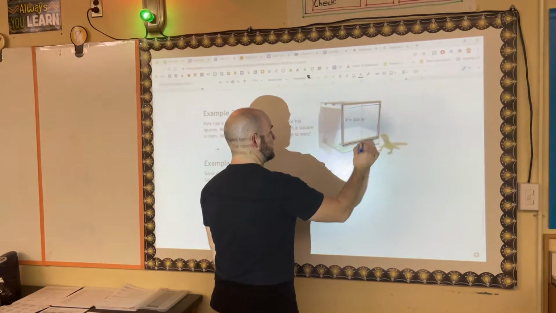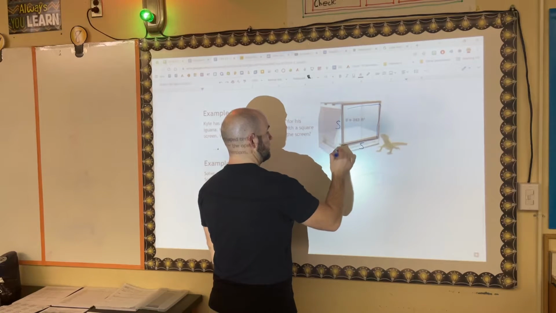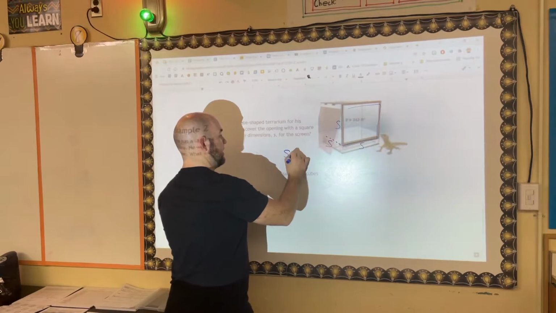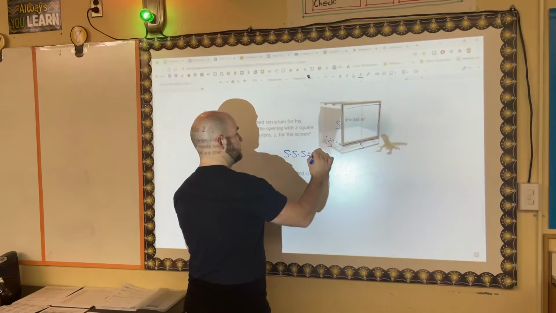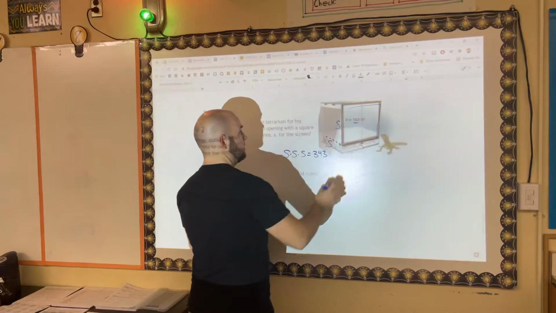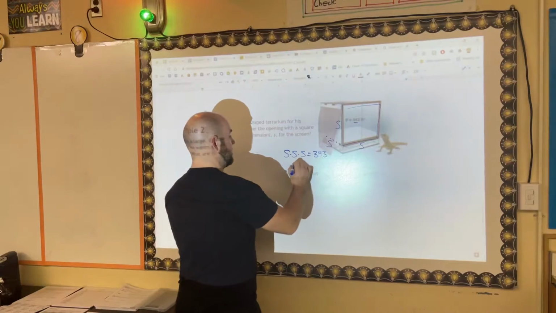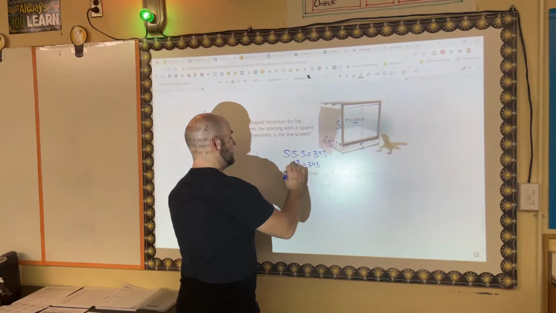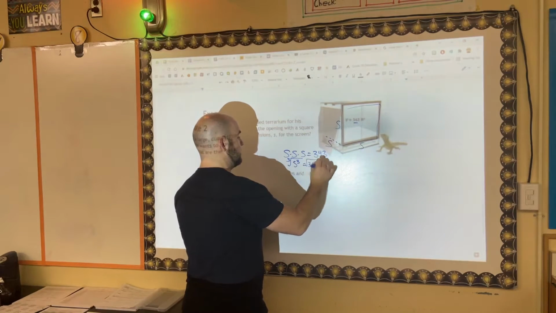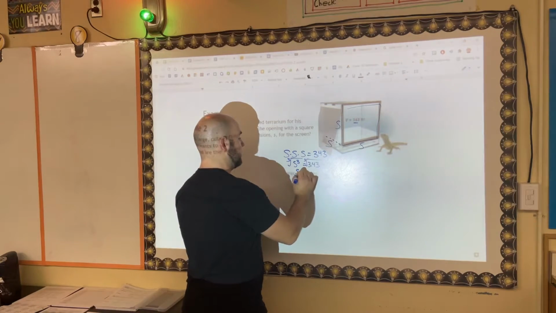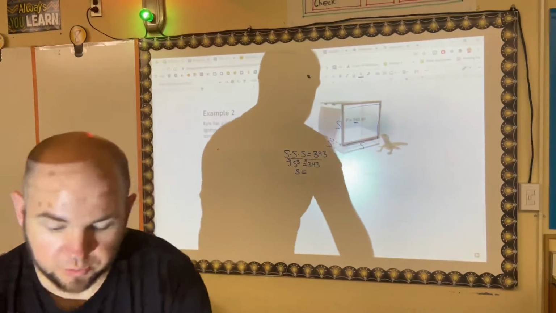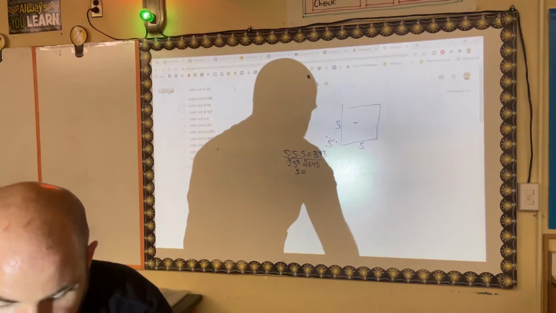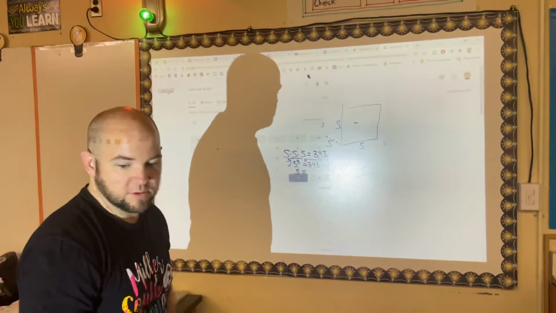So we need to figure out what this side is, what this side is, and as a result, we'll have to figure out this one as well. So s times s times s is going to equal 343 square feet. That's the same thing as saying s cubed equals 343. So if we take the cube root of 343, our s is going to be equal to, let me do the calculation, the cube root of 343, the answer is 7.